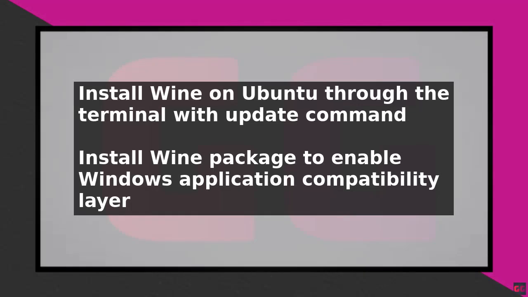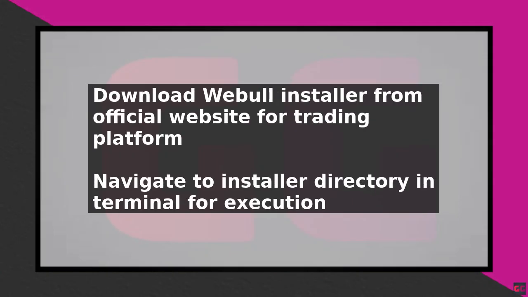To install Webull on Ubuntu, you will need to use the Wine compatibility layer, as Webull is a Windows application. First, you need to install Wine on your Ubuntu system. Open the terminal and type the command to update the package list. Then install Wine. Next, you need to download the Webull installer from the official website.